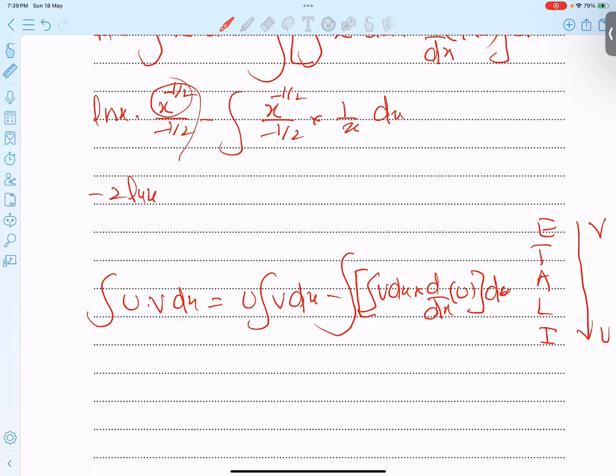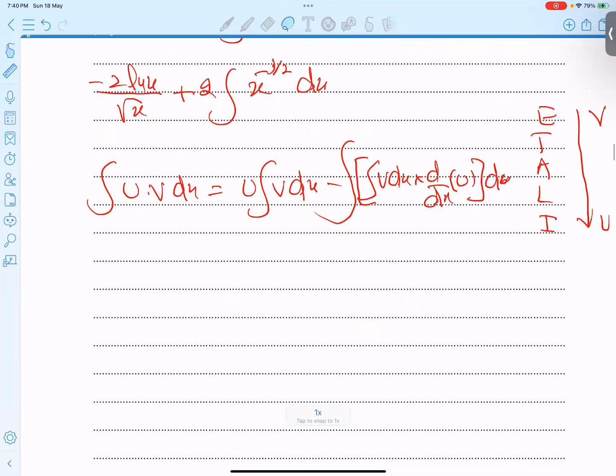And this negative half will go down in the denominator and become root of x. And here I just simplify, this will flip up and become a positive 2 outside. And from negative half and negative 1, I got negative 3 by 2. So x to the power negative 3 by 2 dx.